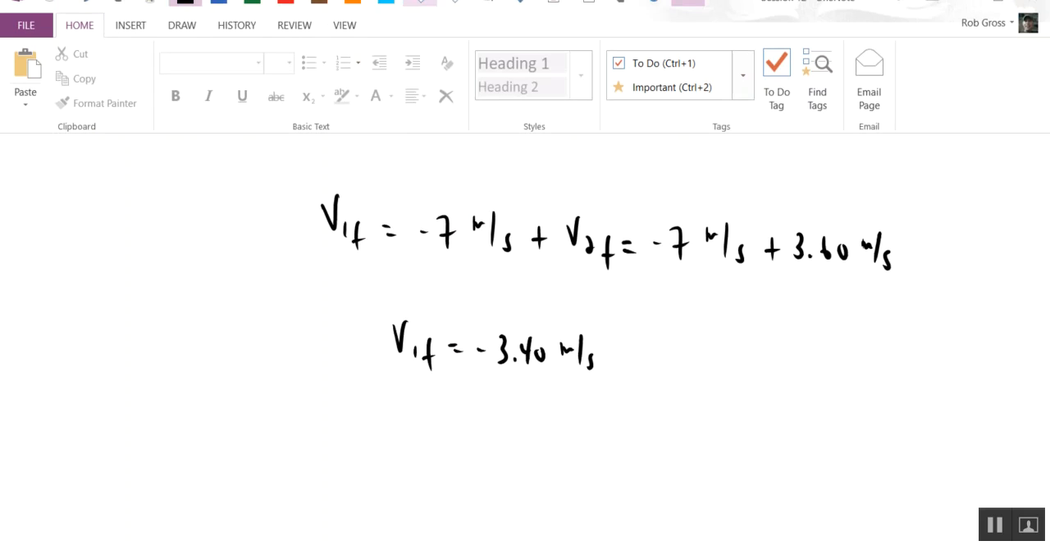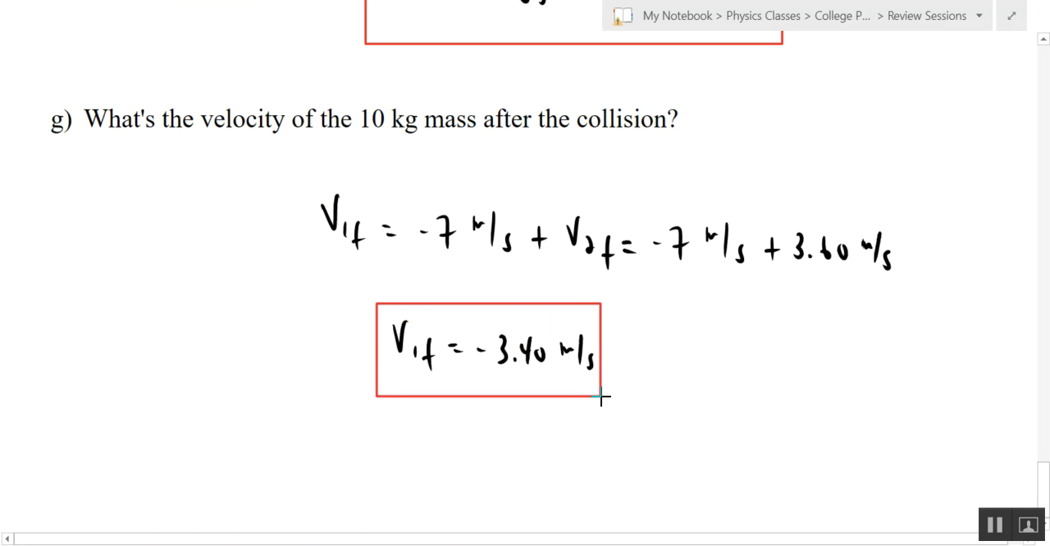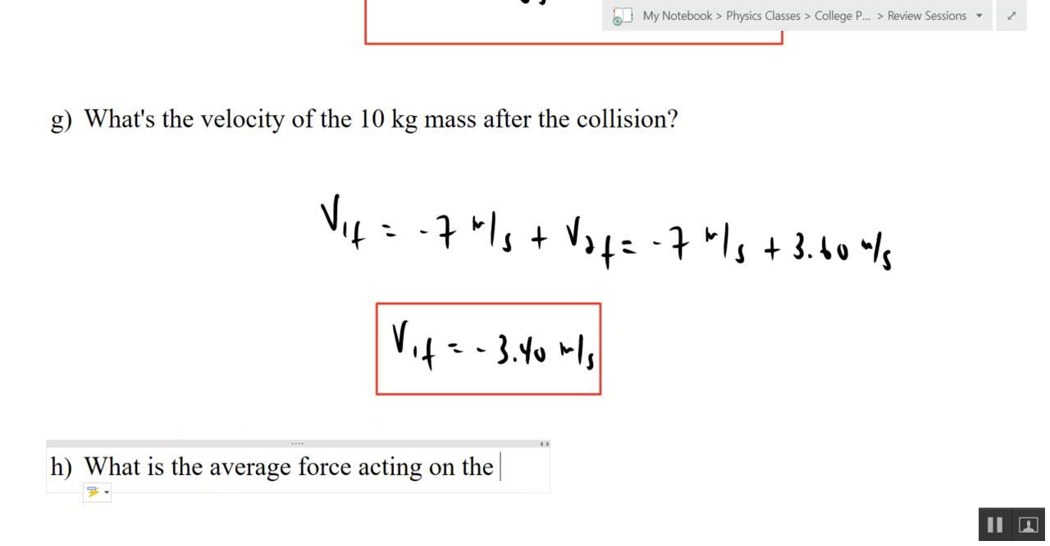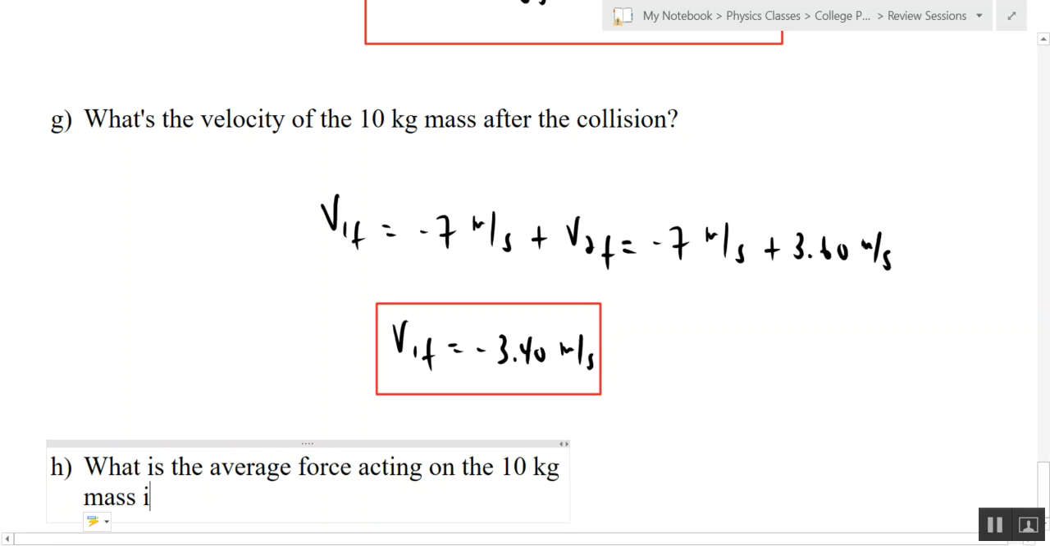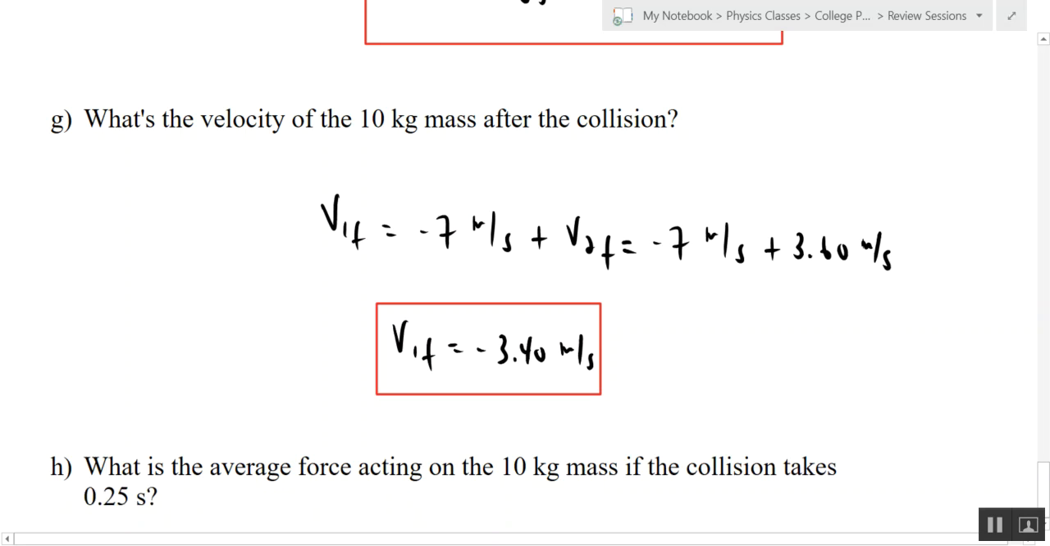We'll do a couple more parts, just 2 more, and then we'll go on to something else. This pretty much exhausts momentum, though, which is good. All right, one more part is what is the average force acting on the 10 kilogram mass if the collision takes the same time as what we did for the inelastic case.